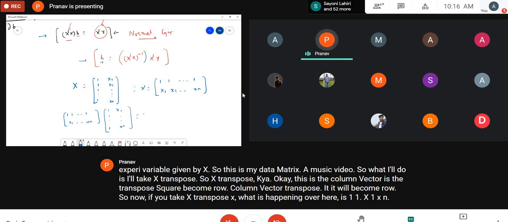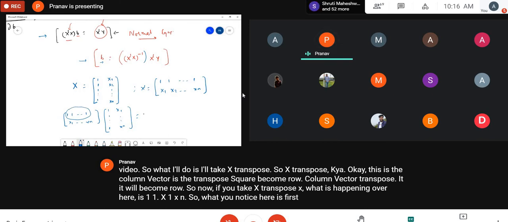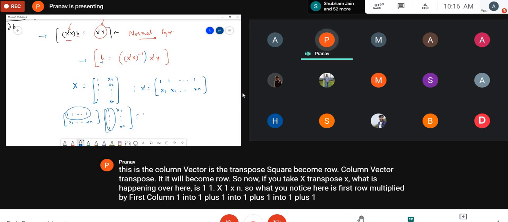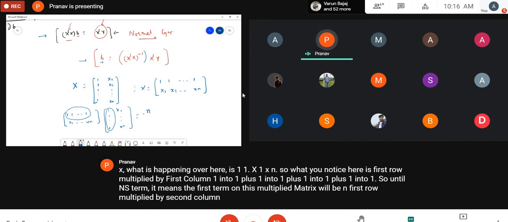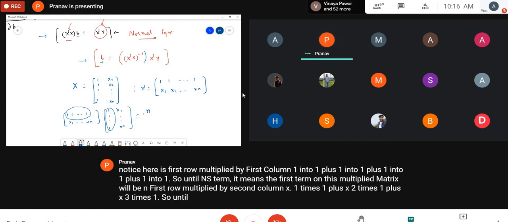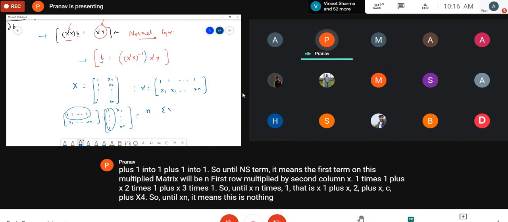What you notice here is the first row multiplied by the first column: 1 into 1 plus 1 into 1 plus 1 into 1 plus 1 into 1, so on till the nth term. It means the first term in this multiplied matrix will be n. First row multiplied by second column: x1 times 1 plus x2 times 1 plus x3 times 1, so on till xn times 1. That is x1 plus x2 plus x3 plus x4, so on till xn. This is nothing but summation x.